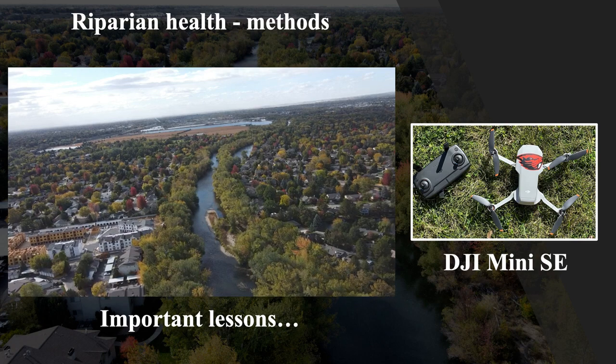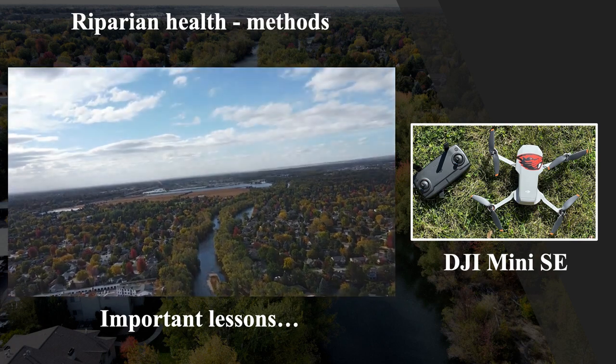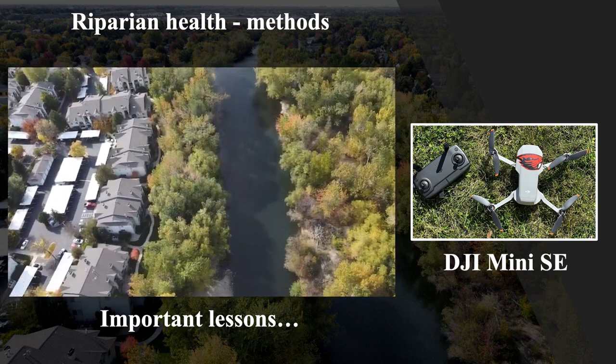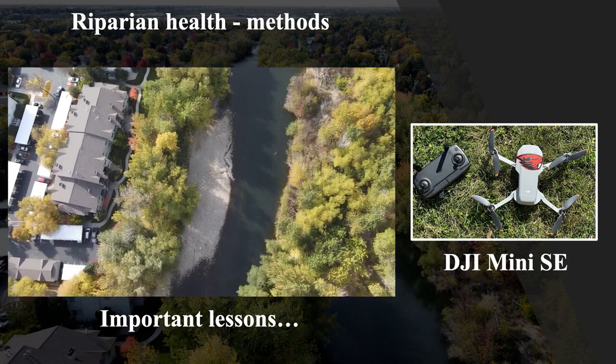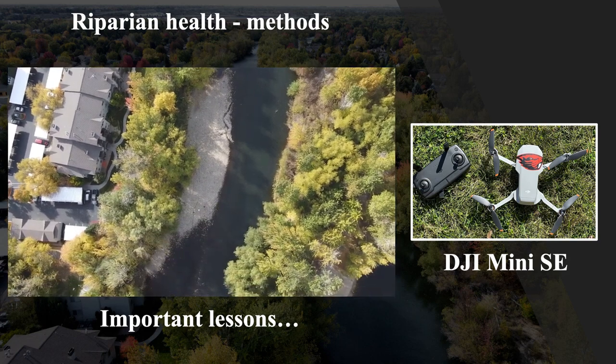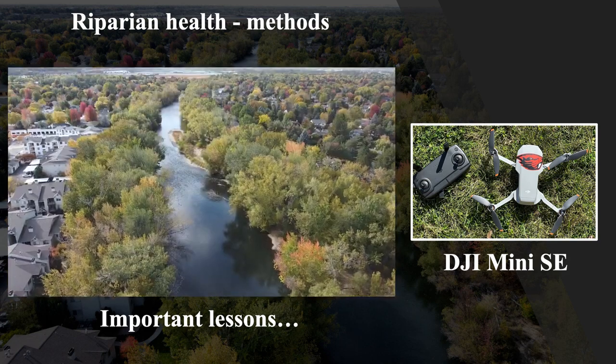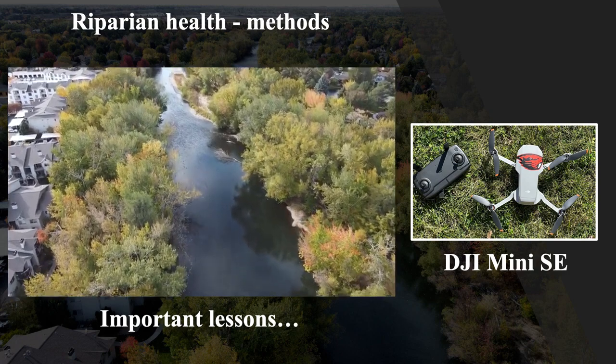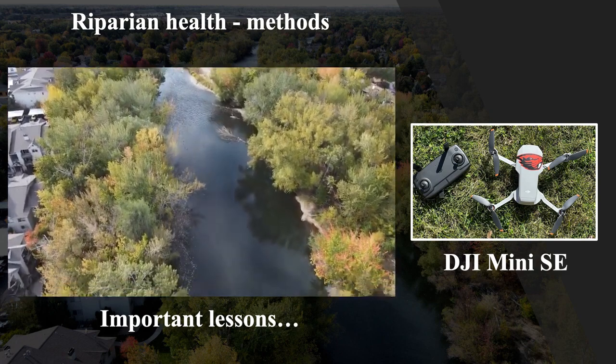On more than one occasion, flights were aborted or returned to the takeoff point prior to completion due to gusting wind conditions. An example of such conditions can be seen on the screen now. You'll notice that the trees are swaying from the gusting winds. You'll notice also that the UAV is not staying over the river.